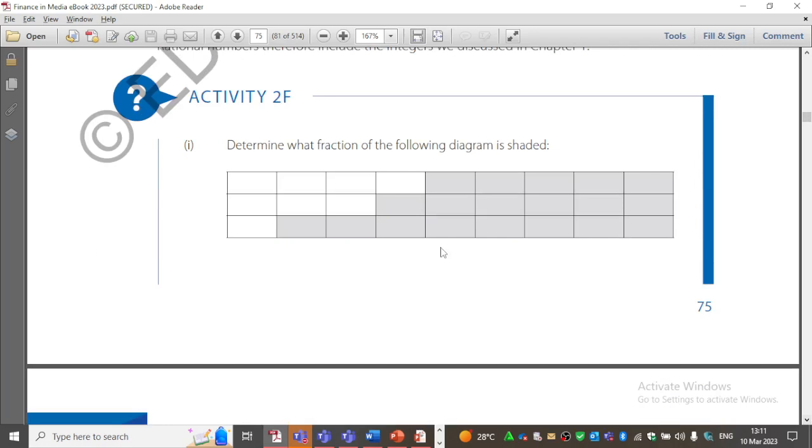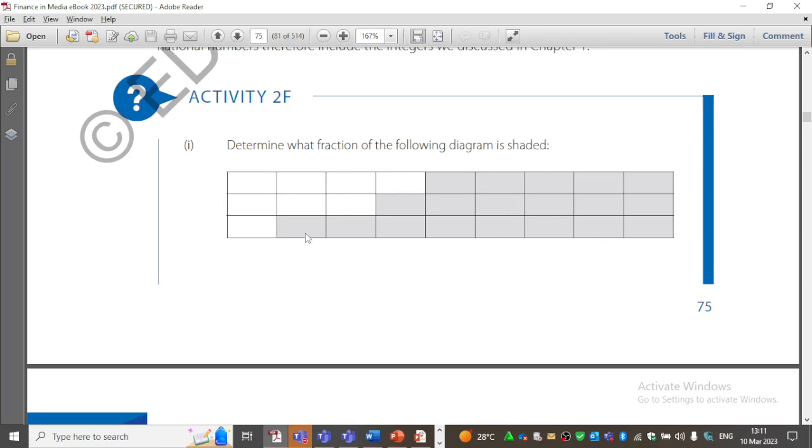So here we've got an activity which says: determine what fraction of the following diagram is shaded. What we actually get to do under this diagram is first count everything that is available within this diagram. And then it says determine what fraction of the following diagram is shaded. So we have to calculate all the numbers that are shaded out of this whole diagram.